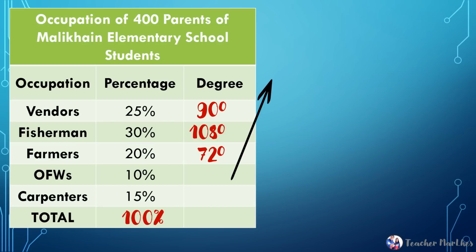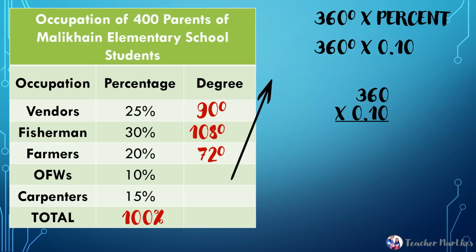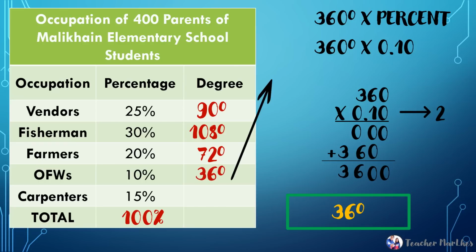Is for OFW. So 360 degrees times percent. So OFW is 10%. So magiging siyang 0.10. 360 times 0.10. So 0 times 0, 0. 0 times 6 is 0. 0 times 3 is 0. Then 1. 1 times 0 is 0. 1 times 6 is 6. 1 times 3 is 3. Then add. So 0, 0, 6, and then 3. So decimal places again, we have 2. So final answer natin, meron ding dalawa. 1, 2. So 36.00 or 36 degrees.